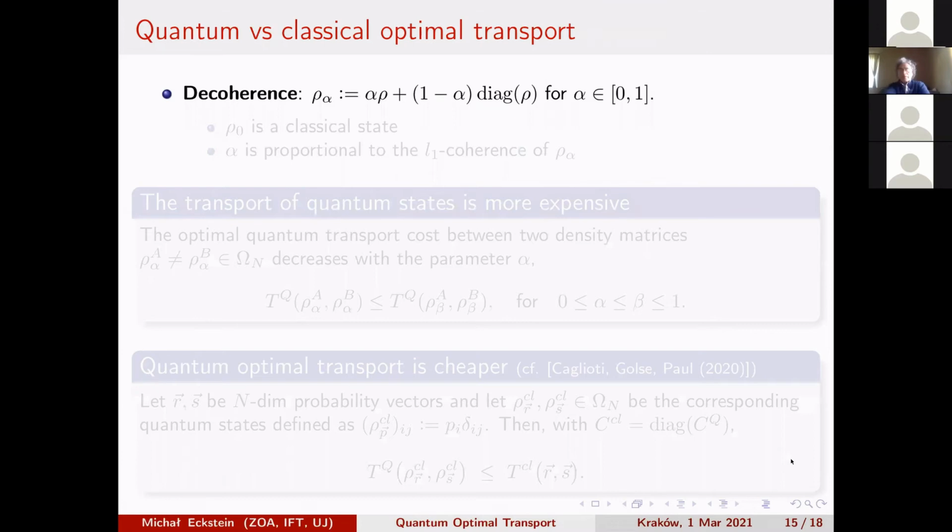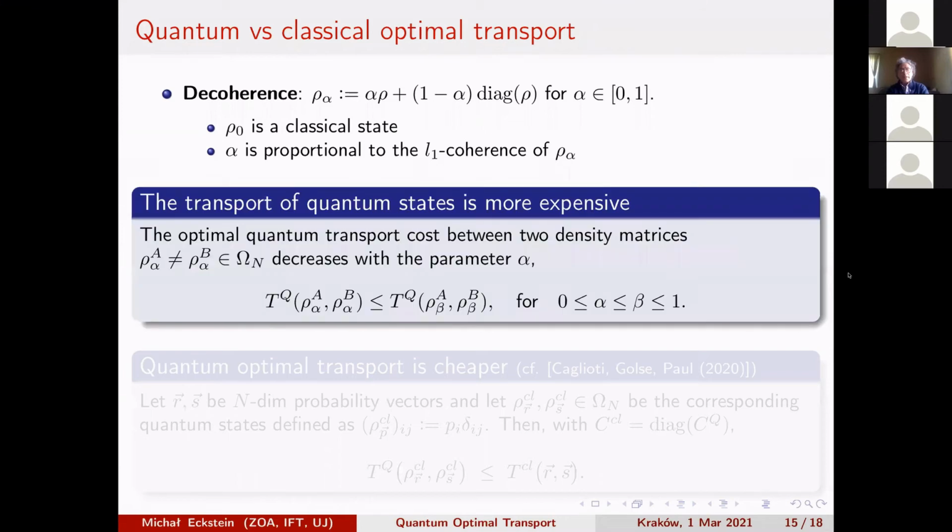Yet another problem one can study is the problem of decoherence and the comparison between quantum and classical optimal transport. Suppose first that your marginals suffer from decoherence caused by interaction with some external systems. You can parameterize it easily by the L1 coherence, a parameter alpha, which is proportional to this L1 coherence. If the parameter alpha is 1, you just get your initial state. For 0, you just get a classical state. You switch off the off-diagonal terms. So the first result is that if you have states with more coherence, it's more expensive to transport them. If you have diagonal, classical states, it's cheaper.